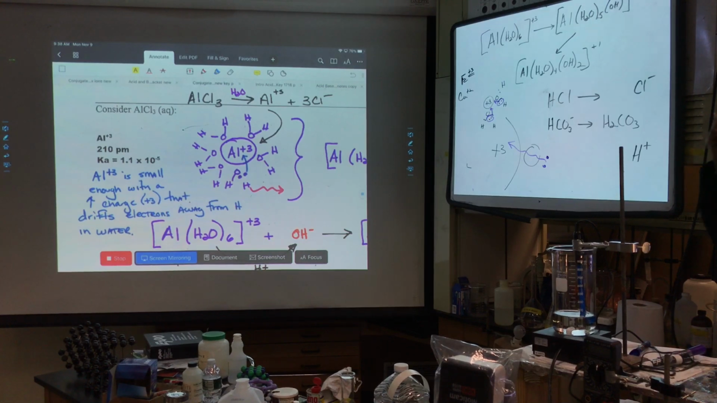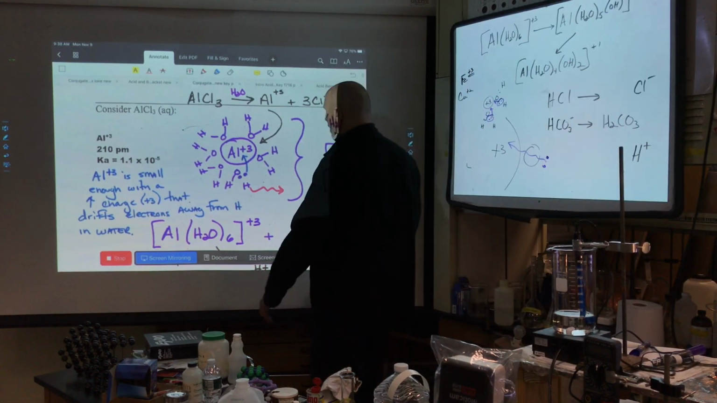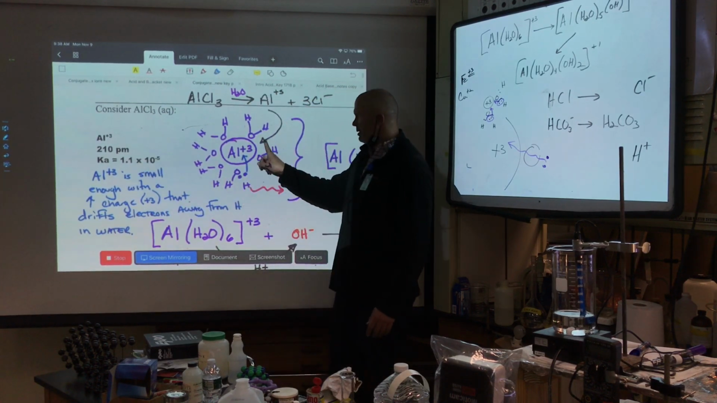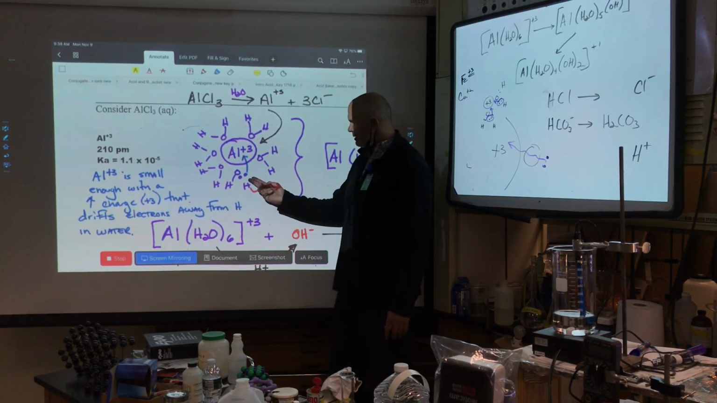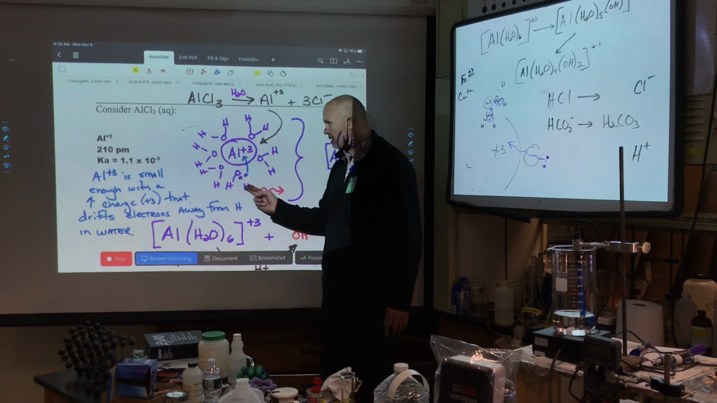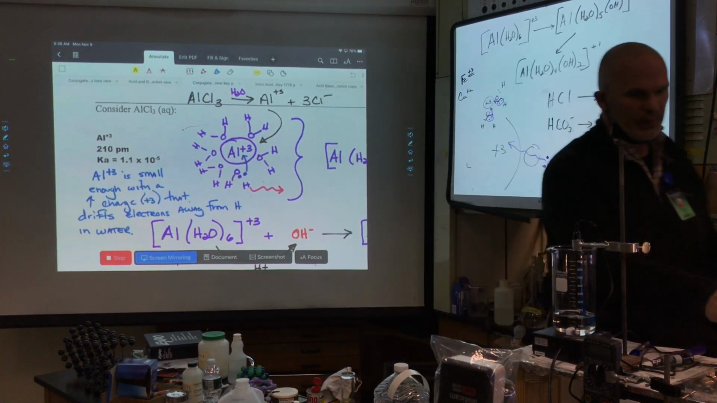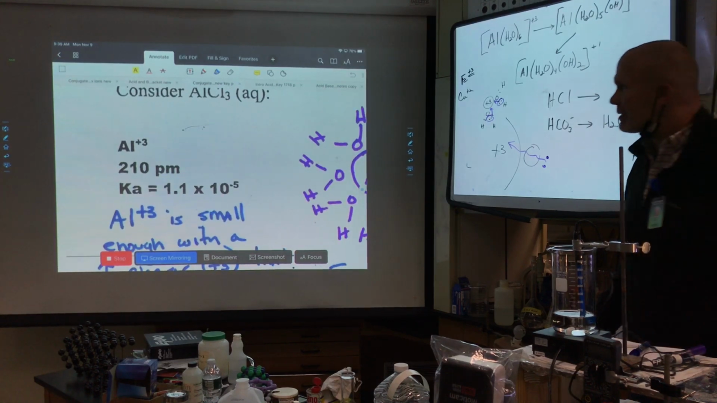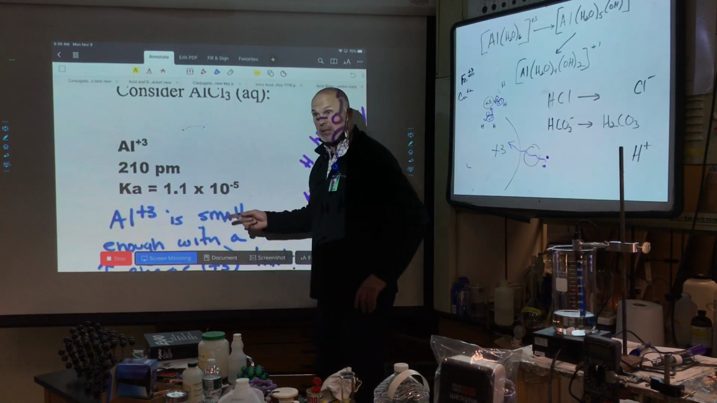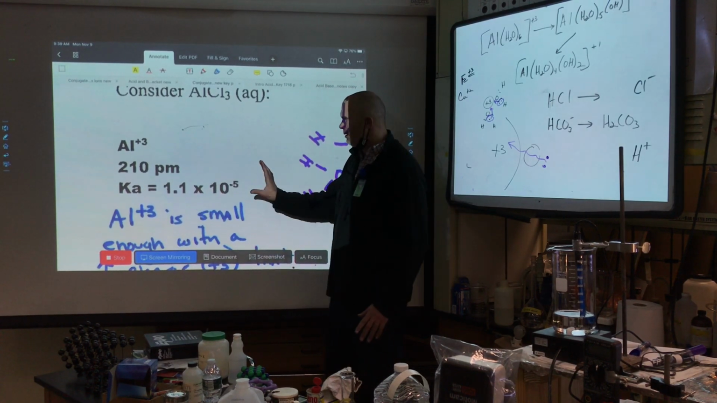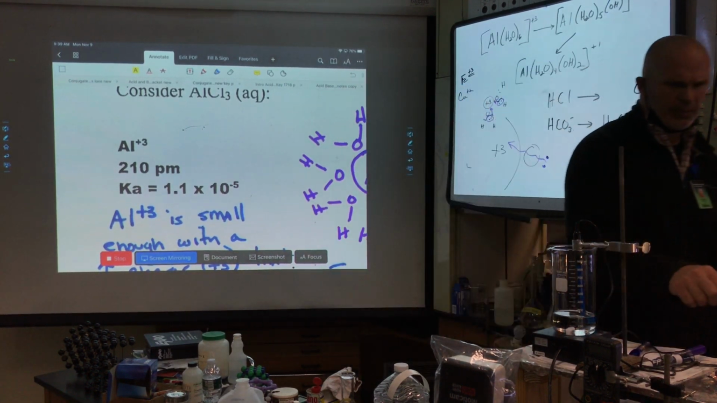Aluminum plus 3. What do we really have? We know it's such a positive 3, 6 water molecules. This pair of electrons gets attracted, this comes off. Okay, look at its Ka. 1.1 times 10 to the 5. It's a weak acid, but it's an acid nonetheless. Look at the size, 210. Let's compare that to another ion below.